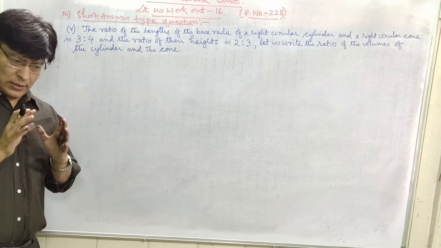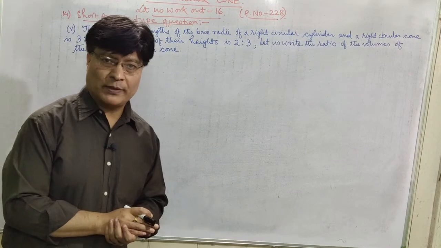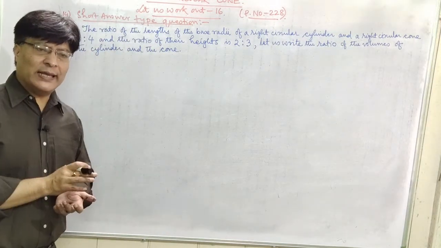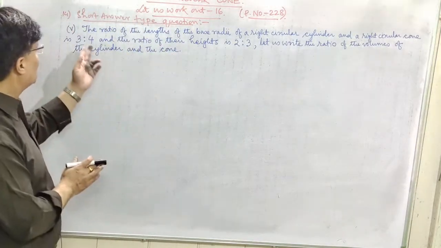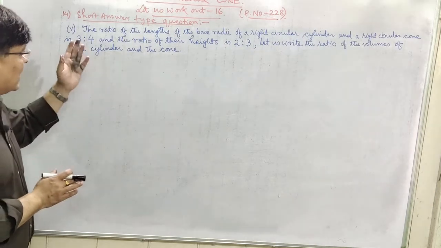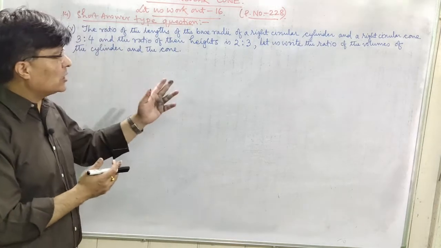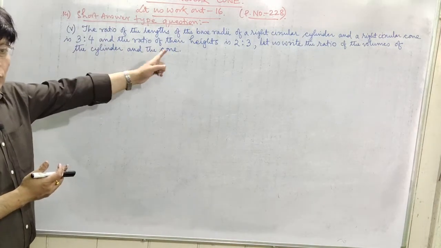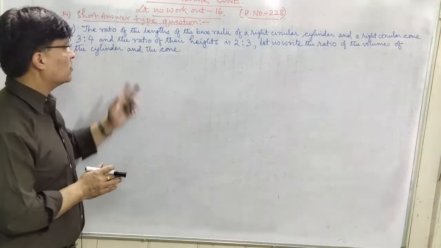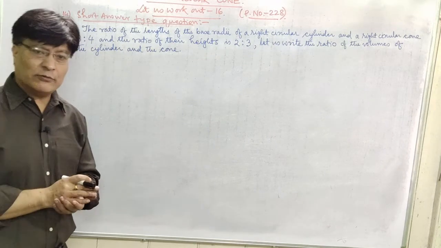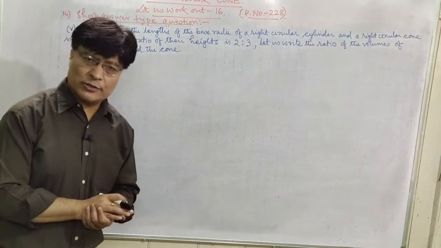So in the question it is given for both right circular cylinder and the right circular cone. That is, the ratio of the lengths of the base radii of a right circular cylinder and a right circular cone is 3:4. And the ratio of the heights of the right circular cylinder and the right circular cone is 2:3. So you have to find out the ratio of the volumes of the cylinder and the cone. Okay? So I think you have understood the question.